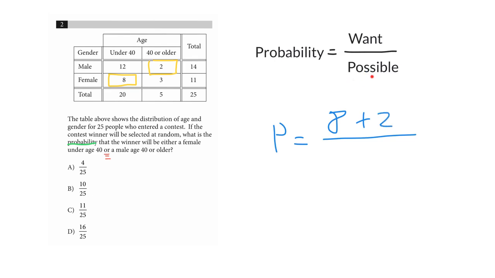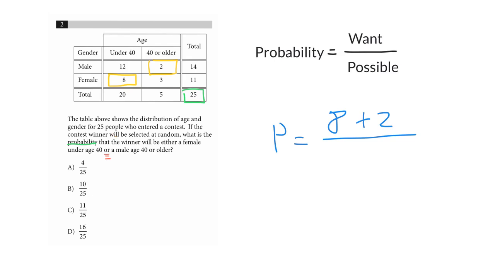And then the possible outcomes are literally denoted here, right? This is the total, 25 people. We could have used that too, but we could also use this bottom right-hand figure right here. That is a figure of interest as well, because that's all the possible outcomes, because there's literally 25 people that we're pulling from, right?